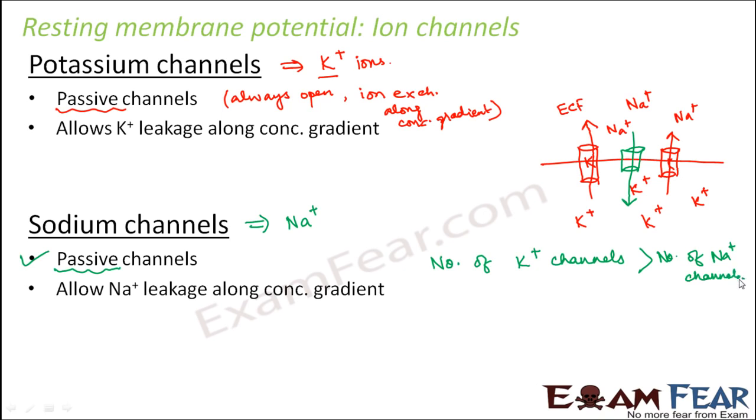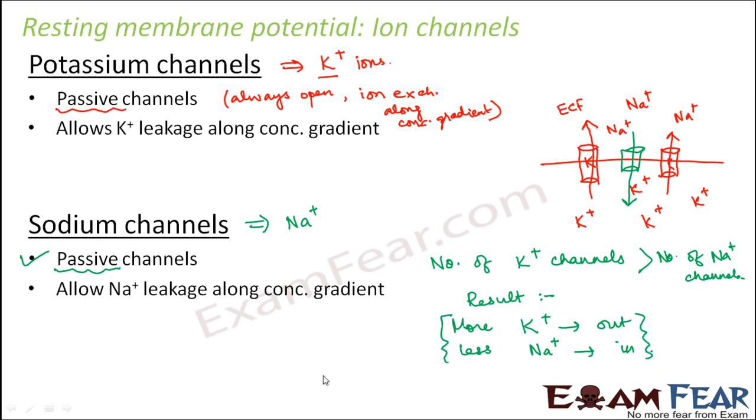So what does that mean? That means there are more red channels than green channels. So in this picture, you can see that if there are 2 potassium channels, that means there are 2 potassium ions going out, but there is only 1 sodium channel, so there is only 1 sodium ion coming in. That means more potassium will go out and less sodium will come in, right? So what would be the result of this? The result would be that more potassium will go out, and comparatively less sodium will come in. So as a result, what will happen?